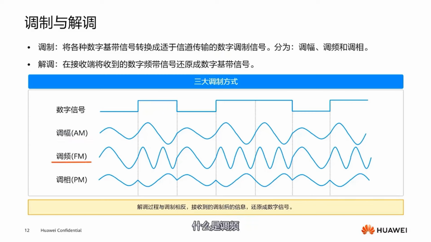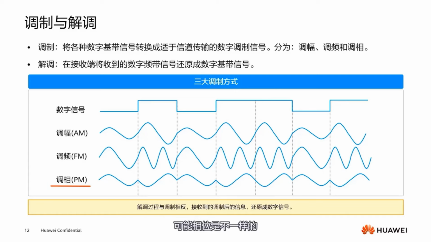What is frequency modulation? Very simple. It's normally at a certain frequency. When I need to change, I slow down the frequency or increase the frequency. Originally, one period of time could only transmit 1 wave. Now it transmits 2 waves. Here, a piece of information is conveyed. So by adjusting the frequency, the purpose of transmitting the signal is achieved. This is frequency modulation. The last one is phase modulation.